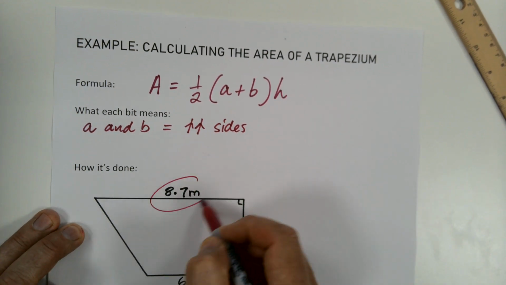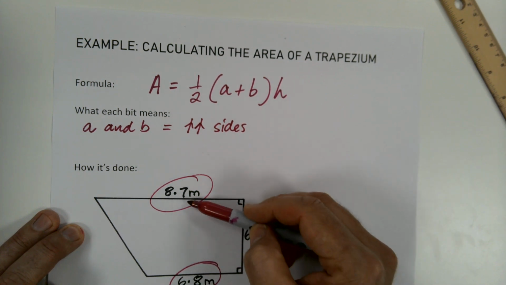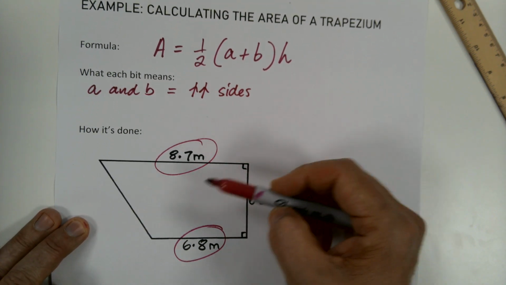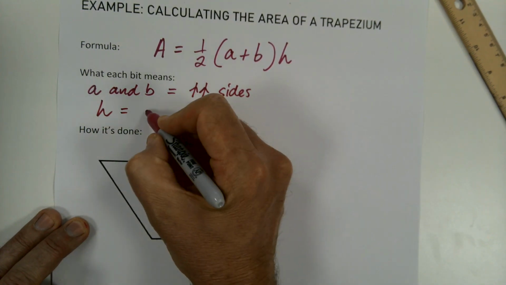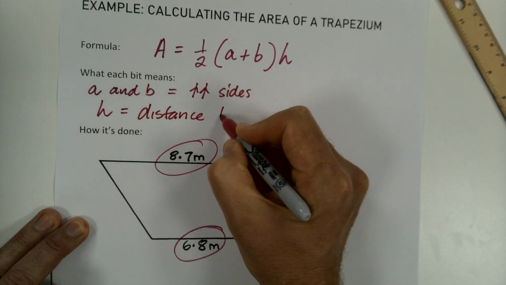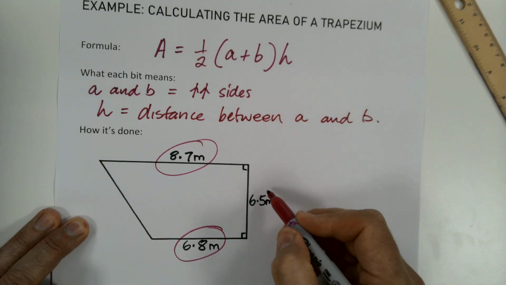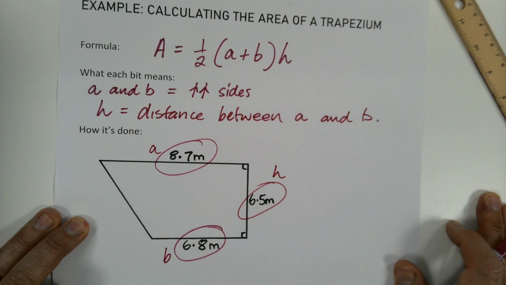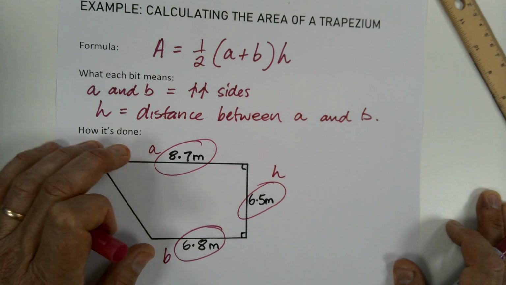So in other words, we're talking about this one and this one. Now because they're added together, it doesn't matter which one you call A and which one you call B. As long as you just identify which ones are the parallel sides. H is the distance between A and B. In other words, that one there. So I'm just going to go that one A, that one B, and that one H. Don't stress about which one you call A and B, as long as you identify those two sides.